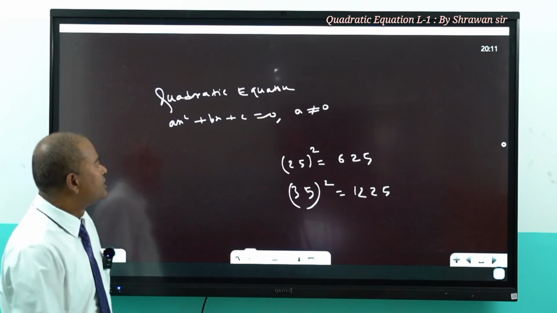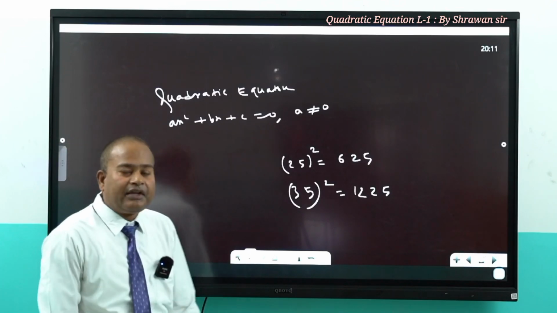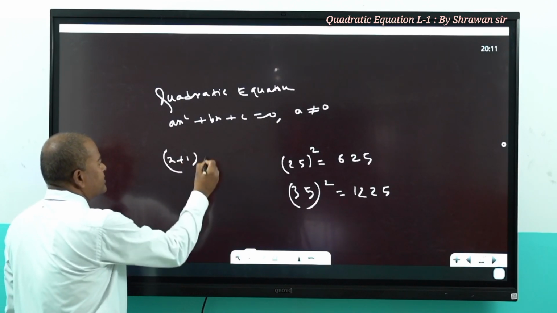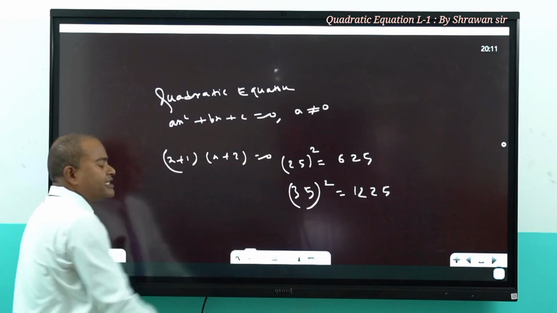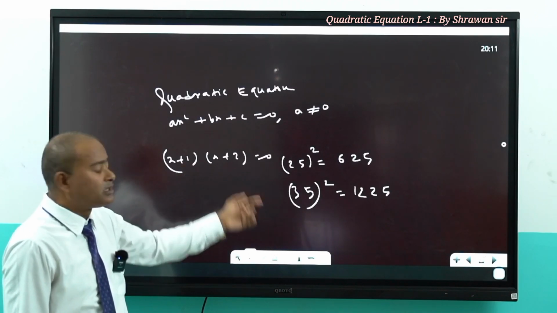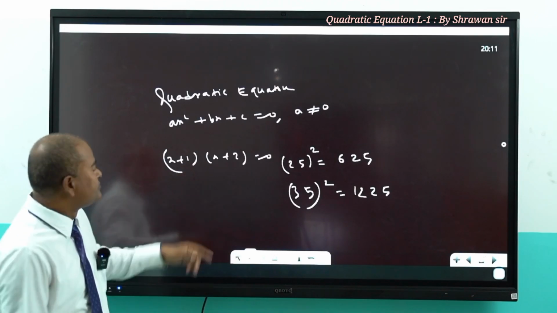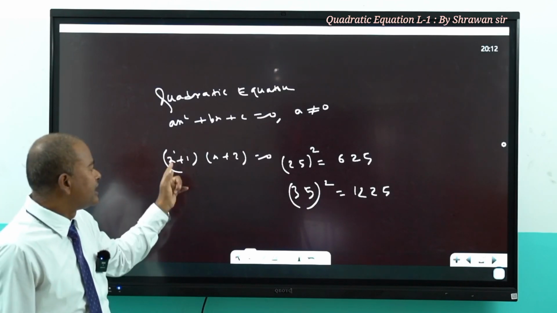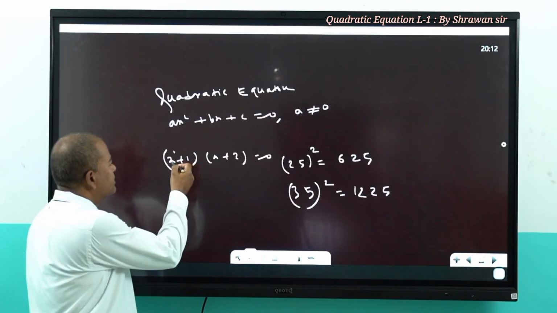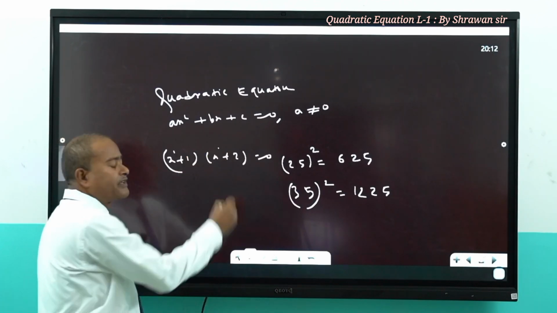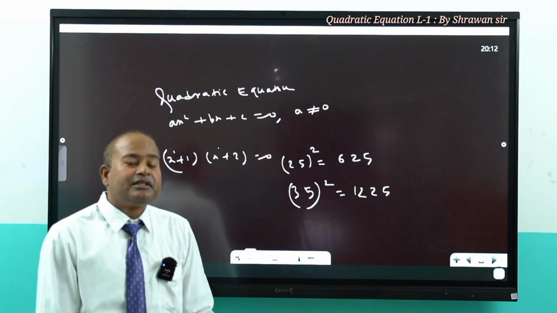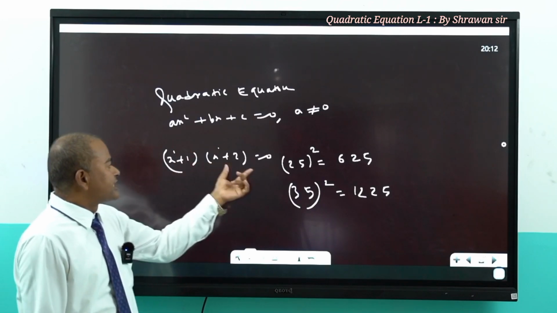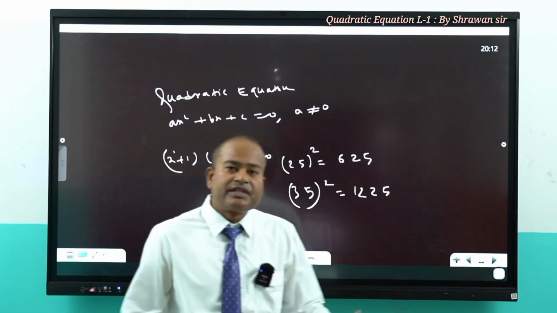This means if an equation can be expressed as the product of two linear factors, suppose x plus 1 and x plus 2, then it is a quadratic equation. Linear factor means a factor in which the highest power of the variable is 1. So if the highest power of the variable, that means x, is 1, then it is known as a linear factor, or simply a linear expression, linear polynomial. So if any equation can be expressed as the product of two linear factors, then the equation is known as a quadratic equation.